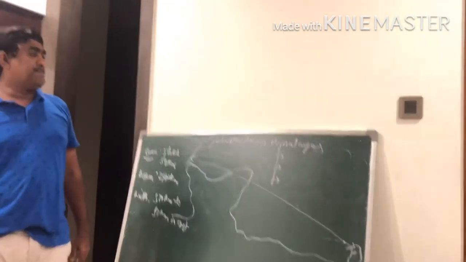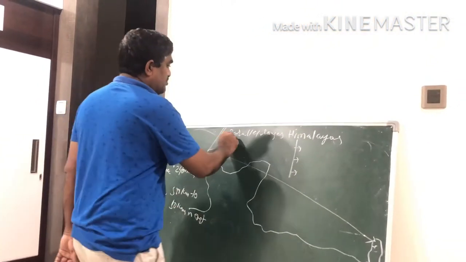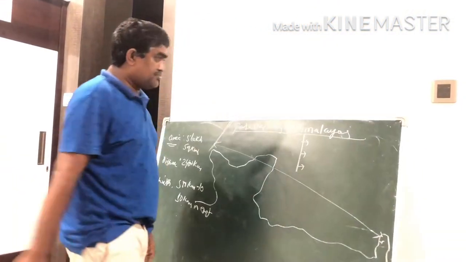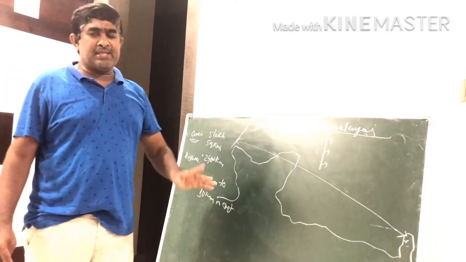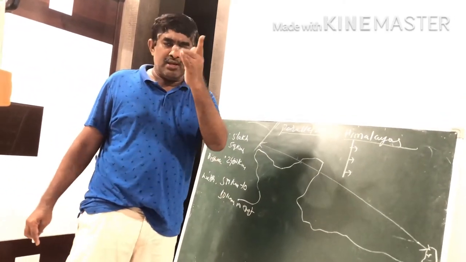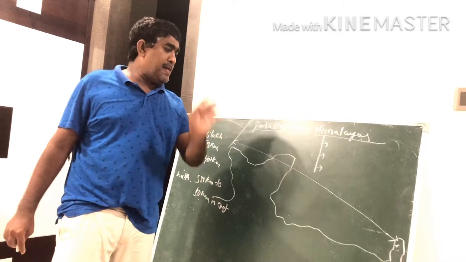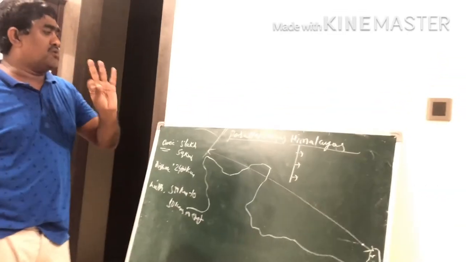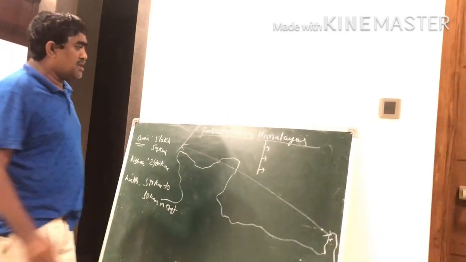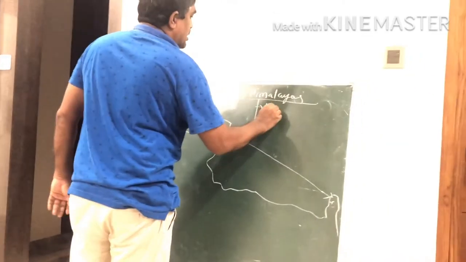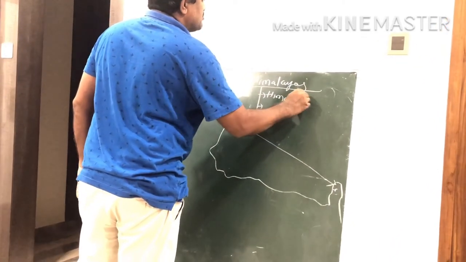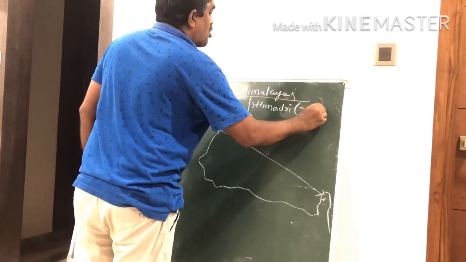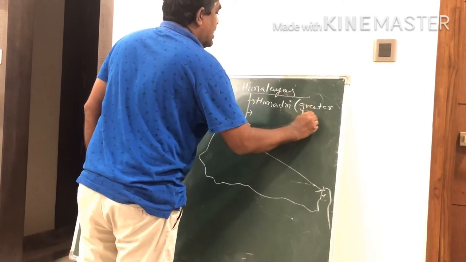Very important. It is a direct question: what are the parallel ranges of Himalayas? The question may be asked directly. The Himalayas have been classified into three parallel ranges. One is Himadri, which we also call the Greater Himalayas.